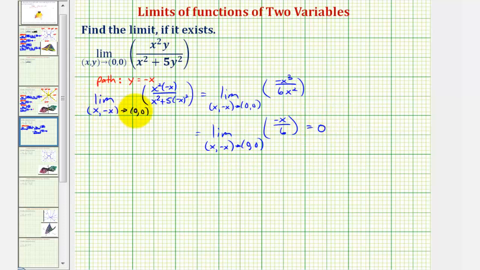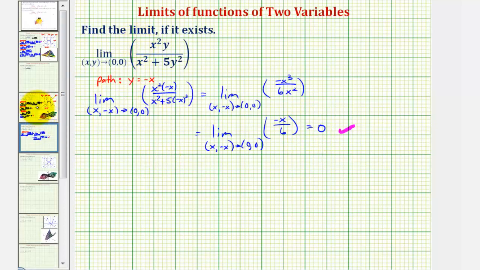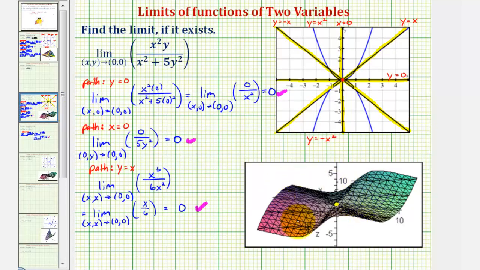Now I've considered 4 paths approaching the point 0, 0, and notice from each path the limit was equal to 0. So at this point I think it's safe to conclude, based upon our paths and by analyzing our surface shown here, that the original limit is equal to 0. However, more formally, to verify this limit is equal to 0, we would have to apply the formal definition of a limit of a function of two variables.